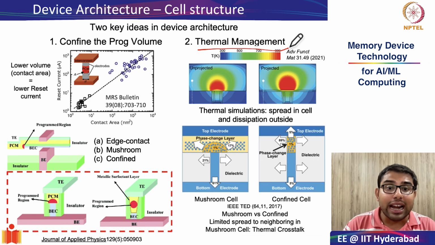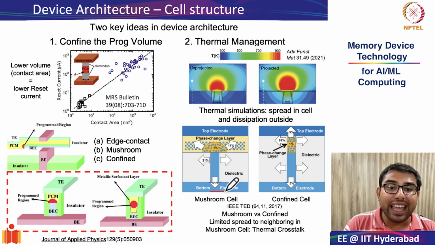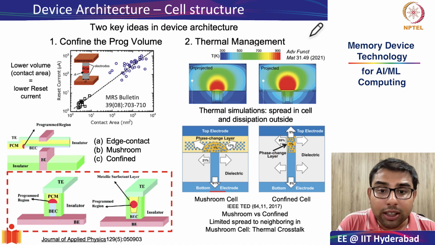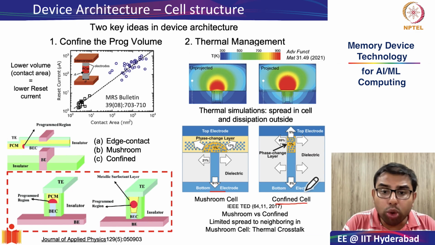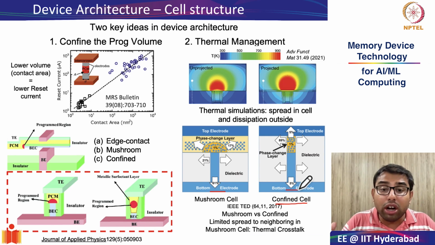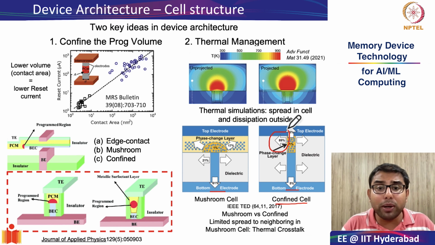And as is shown in this particular diagram, you see, in the mushroom cell, most of the heat is getting dissipated into the bottom electrode. Almost 60% of the heat is getting dissipated in the bottom electrode. Whereas in the confined cell, the amount of heat which is going to the bottom electrode, which is a metallic contact, is very less, and most of the heat is actually spreading. Almost 90% of the heat is spreading into neighboring areas.